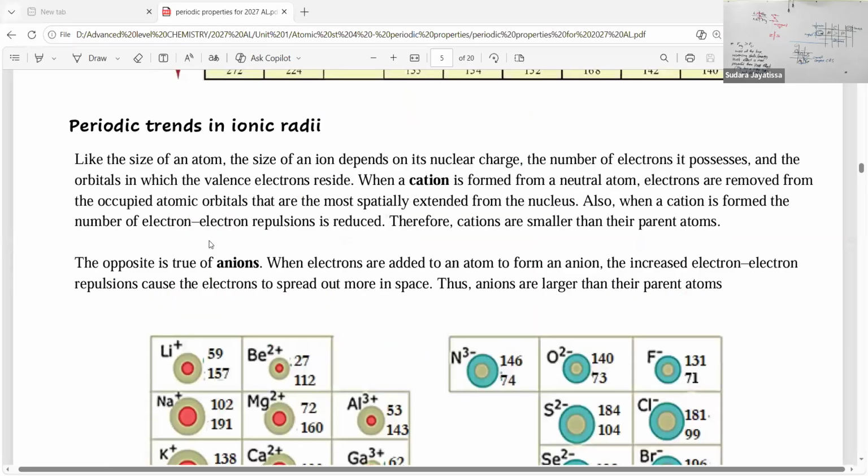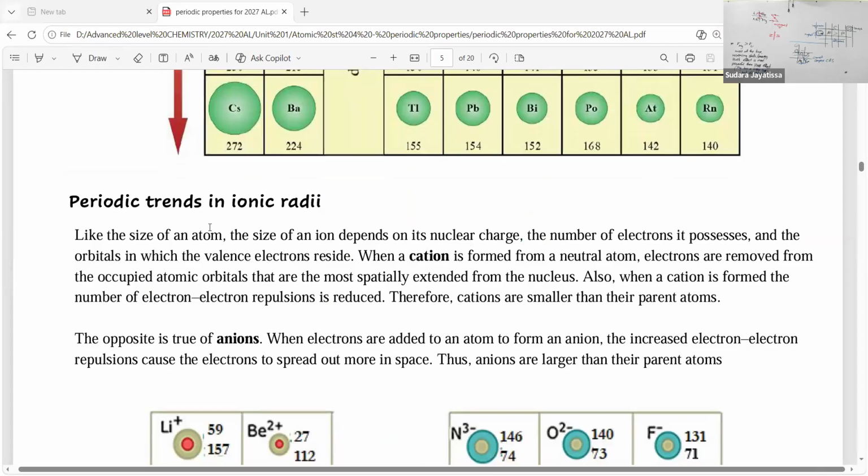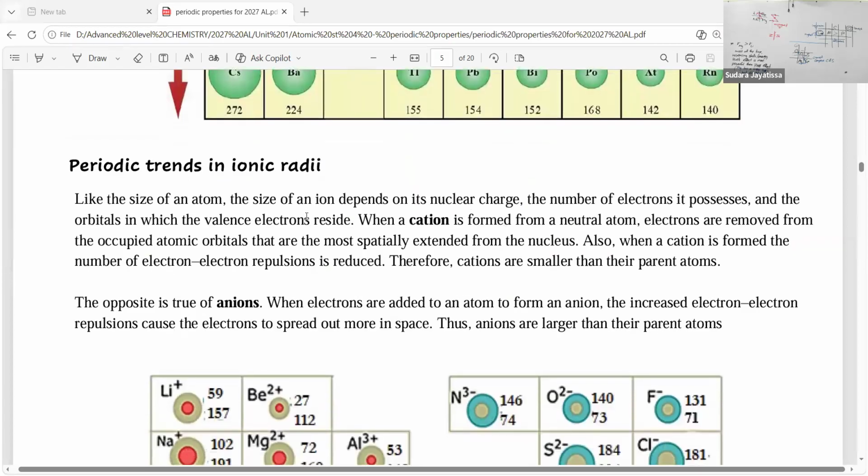Okay. Now let's go back to our topic. Let's start with ionic radius. So you know how ions are made. In the last lesson we discussed that. If you want to make cations, remove electrons. If you want to make anions, add some electrons.